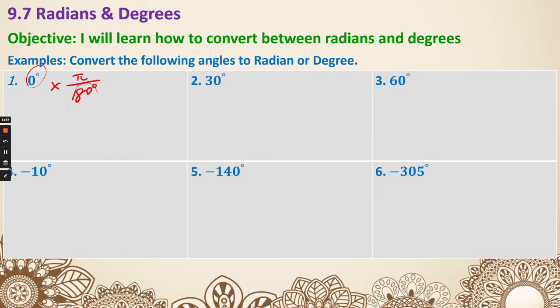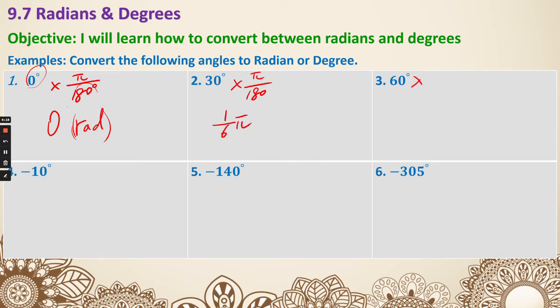So 0 times whatever is 0. And the radian is just RAD. But you don't have to write it. You can. The degree symbol represents its degree. So whenever you don't see the degree symbol, that's got to be the radian. Next, 30 times pi over 180. That's 30 over 180, which is 1/6 pi radian.